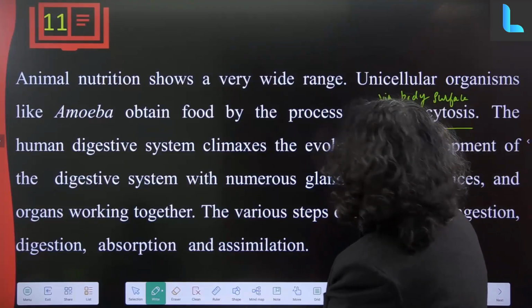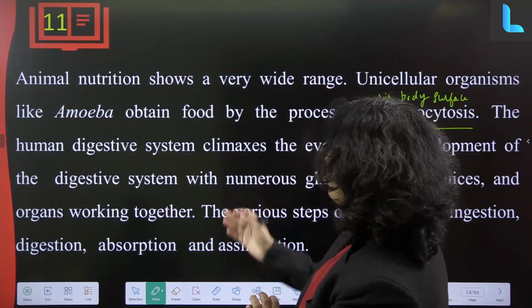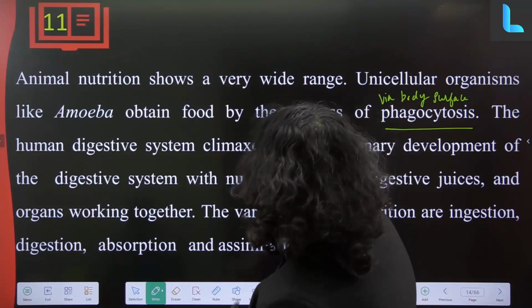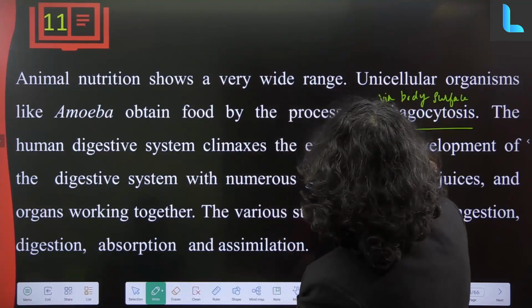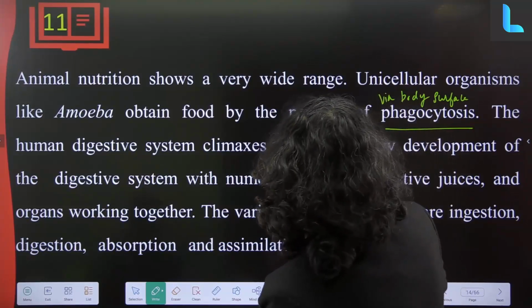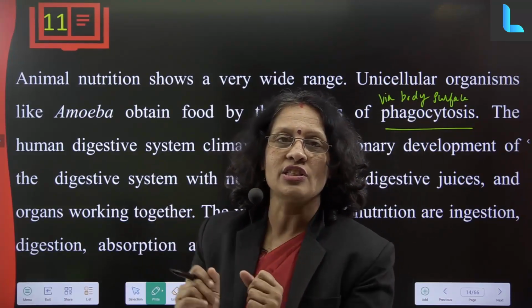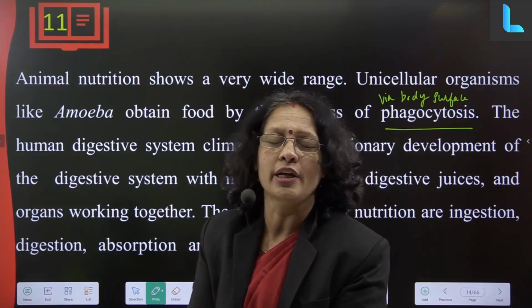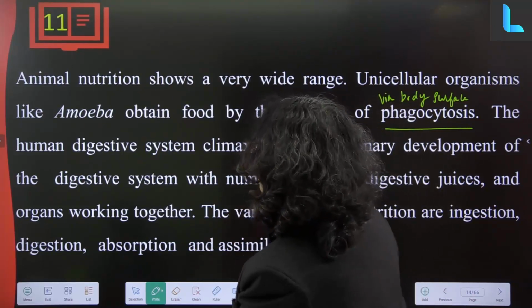Now, animal nutrition shows a very wide range. Unicellular organisms like amoeba, we are very familiar with protozoans like amoeba. Amoeba is a unicellular organism, they don't have separate organs. So how do they take food and survive? They take food via the body surface, which is called phagocytosis. Their body changes shape, just gulps whatever object they want to gulp, and the body shape changes again, and afterwards the excretory waste is also thrown out. That is called phagocytosis.